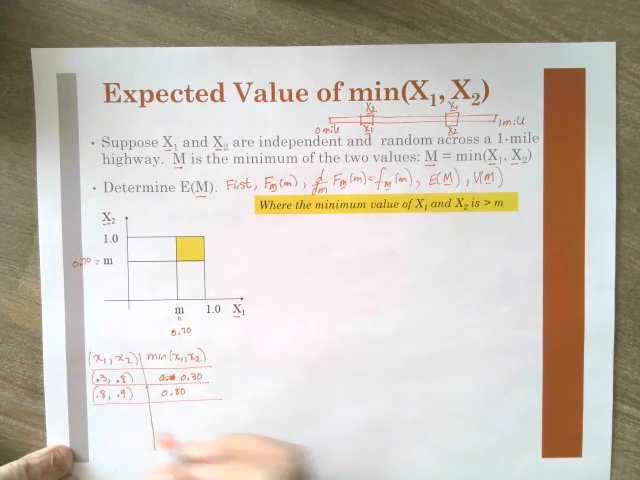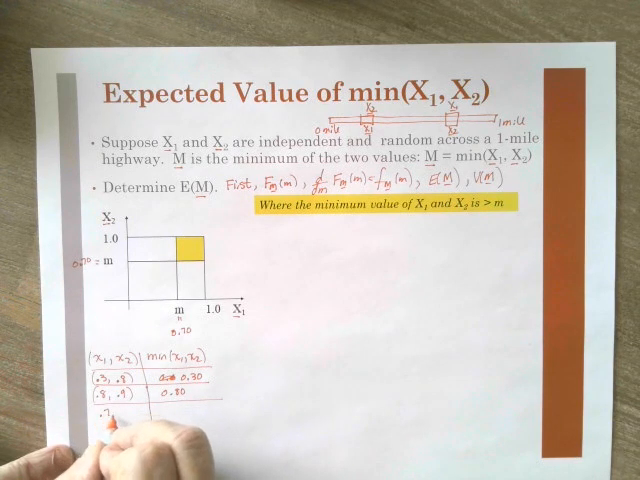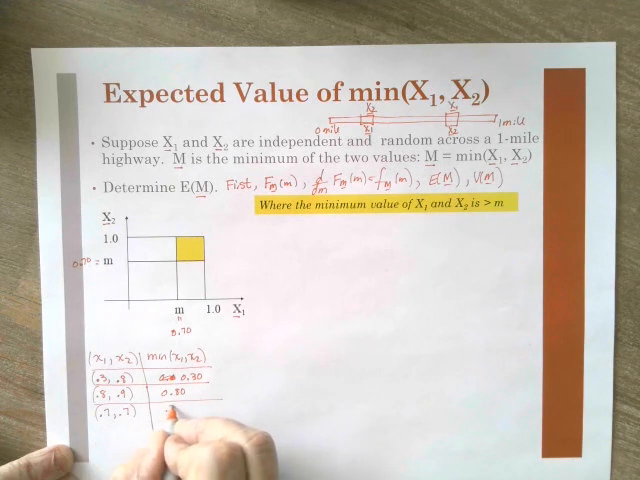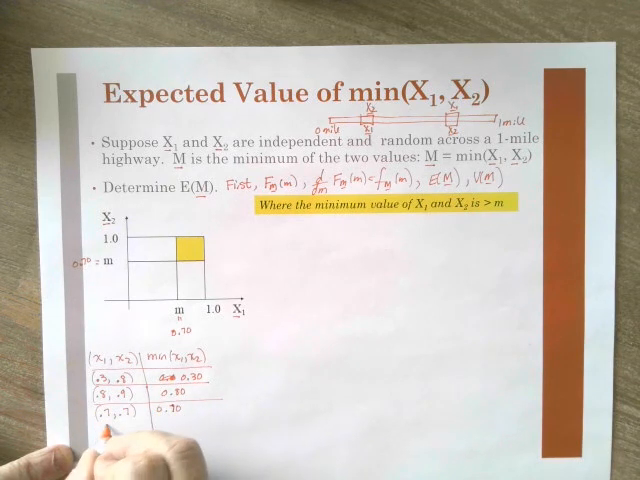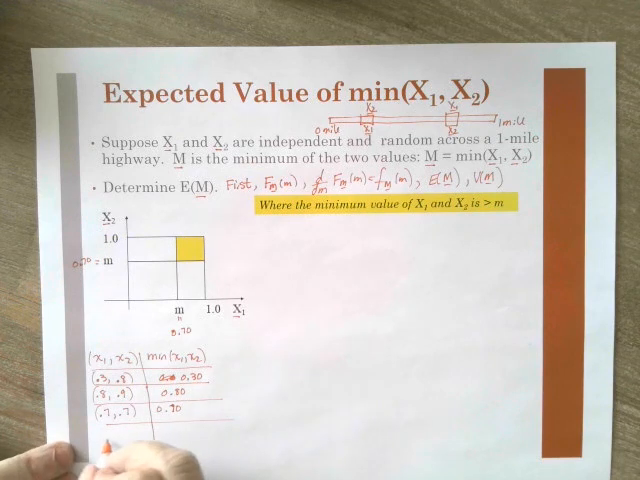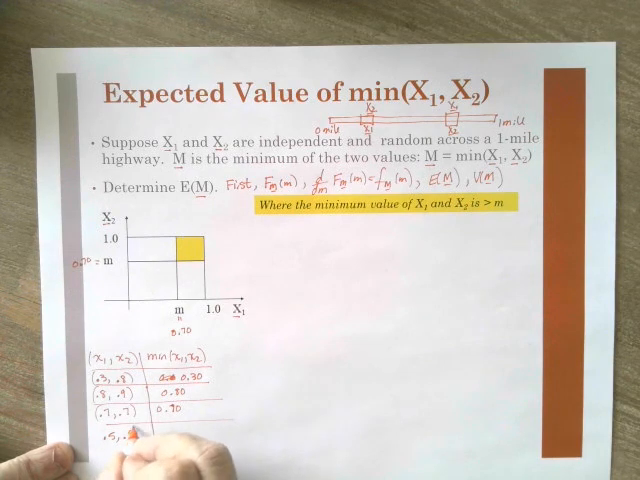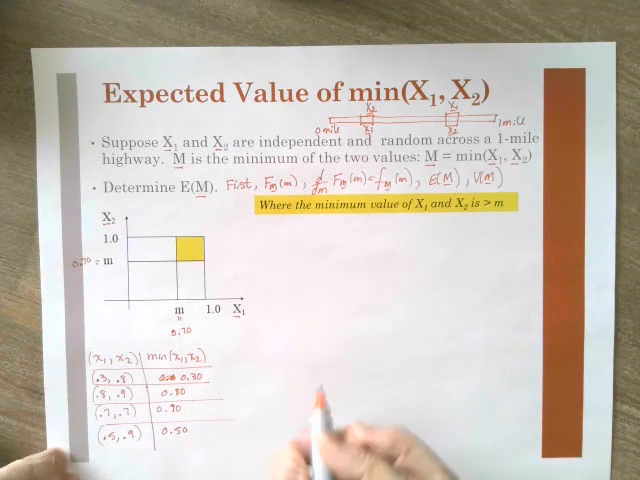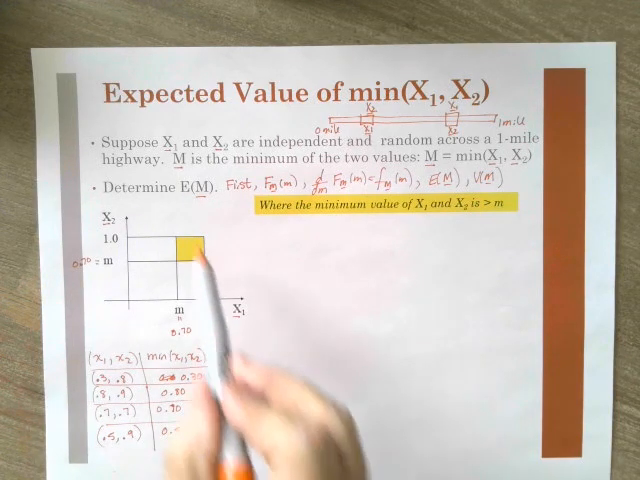Pick another one. Let's put it right on 0.7 and 0.7. So the minimum is pretty clearly 0.7. I'm just going to do one more. Let's do a 0.5 and a 0.9. And that minimum is going to be 0.5. So think of this as me throwing darts, okay?